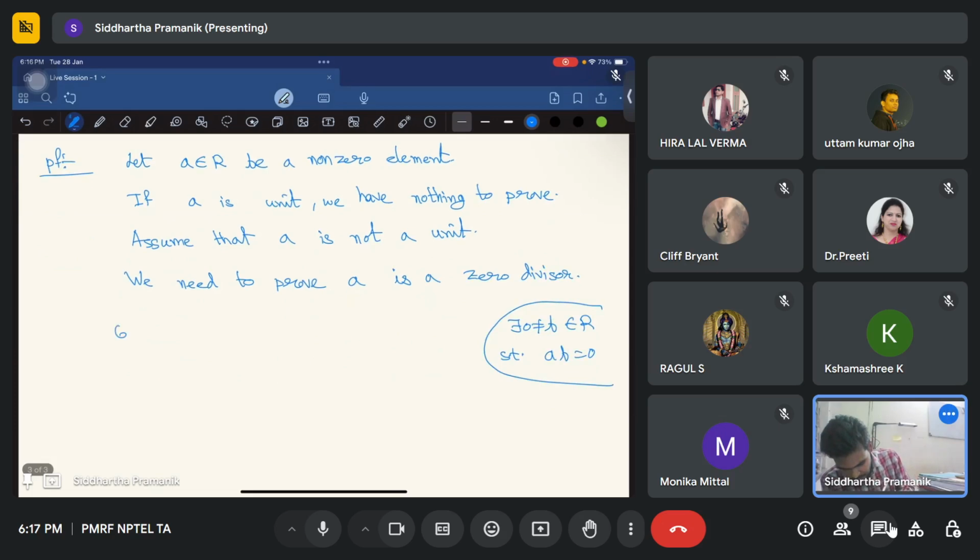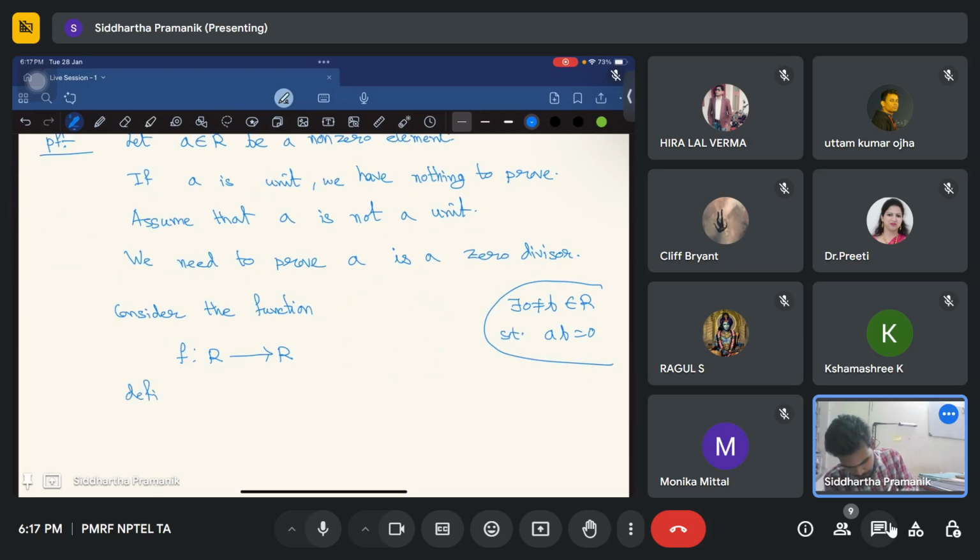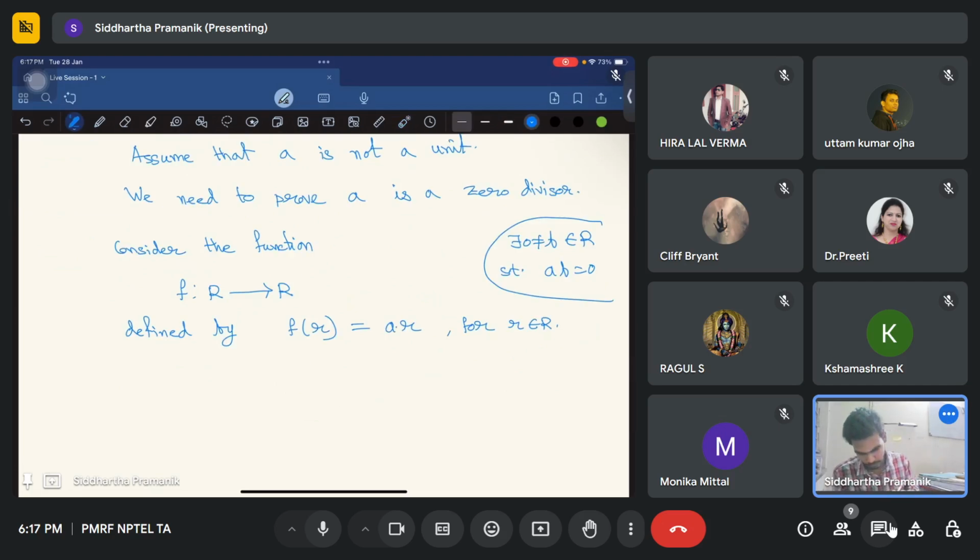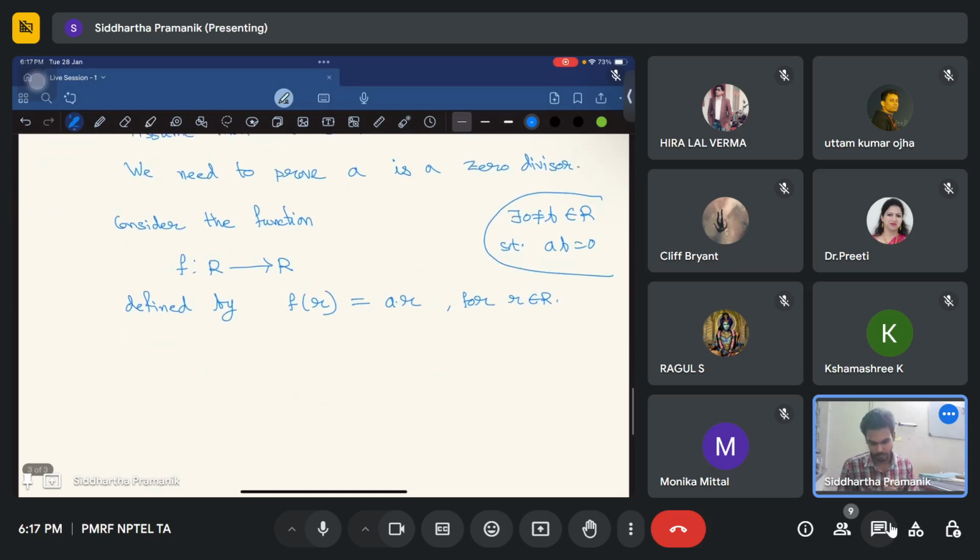So now consider this function, let's say f from R to R itself, defined by f of r goes to A times r, for r belonging to R. So basically we are just multiplying the elements of R with A. Now what can you say about this function? So is it bijective?